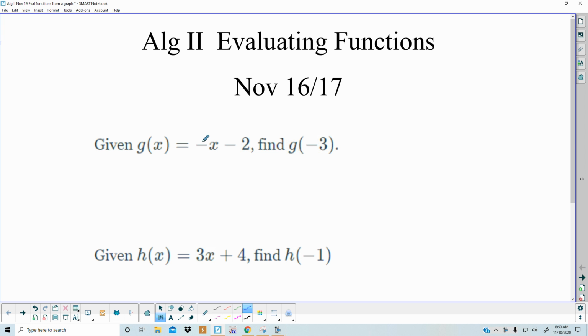Hello, everyone. So this is a podcast for Algebra 2 for evaluating functions. So in prior classes, you guys have probably seen function notation. If you haven't in a while, let me just write a couple.